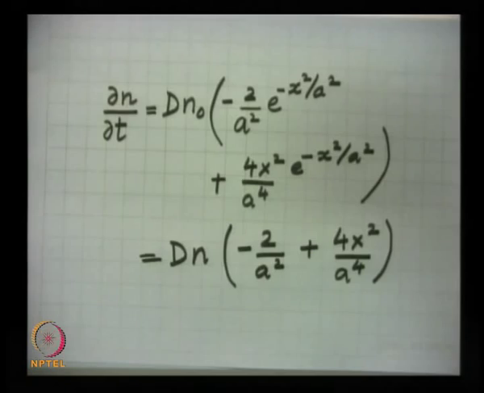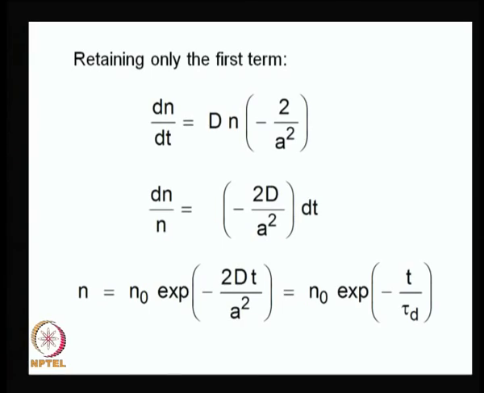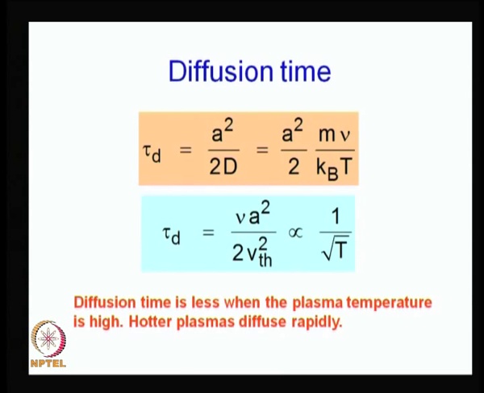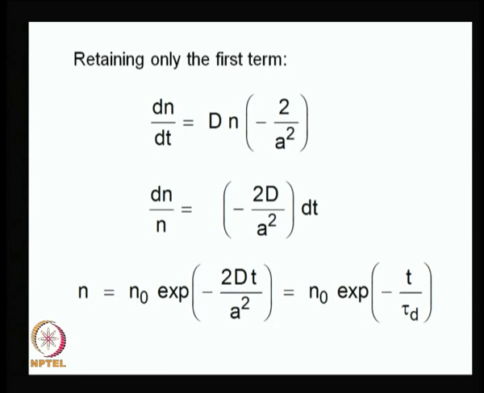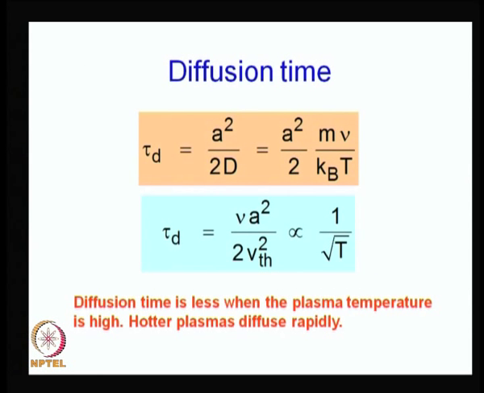Now, if we neglect the second order term 4x square upon a4 and retain only the first term, the constant term, we can write the derivative dn upon dt as dn by dt equals minus 2D upon a square n, and you can easily solve this equation to get an expression of n equal to n0 exponential minus t upon tau d. Tau d is nothing but the diffusion time, equal to a square upon 2D, and we get that as a square upon 2 m nu upon kBT, or nu a square upon 2 V thermal square, which goes as 1 upon square root T. The diffusion time in laser produced plasmas goes as 1 upon square root T.